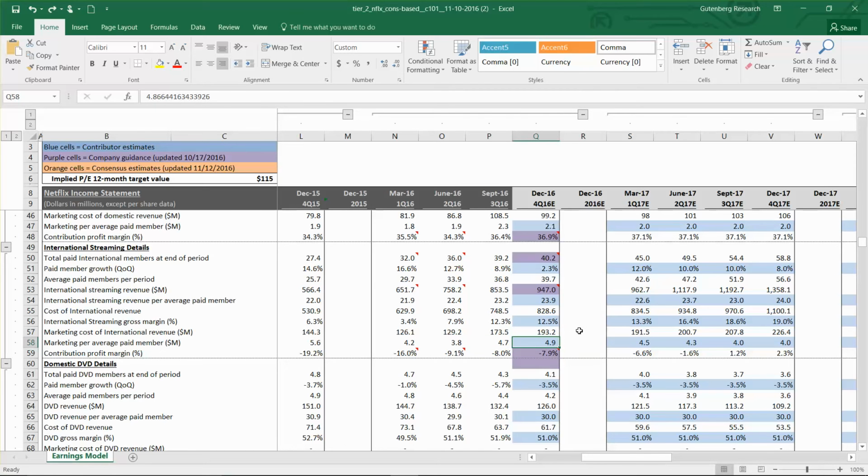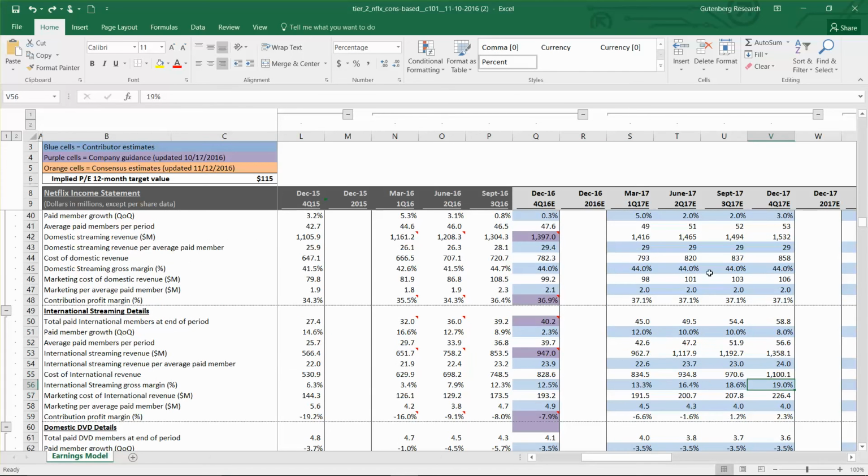So we have that going up to $4.90 next quarter, and then we actually did decrease it over time. So we brought it down to $4.50 per member, and then all the way down to $4 by the end of December 2017. For international streaming gross margin, we have an estimate of 12.5%, which is slightly higher than what we saw in the third quarter, and we are bringing that up.